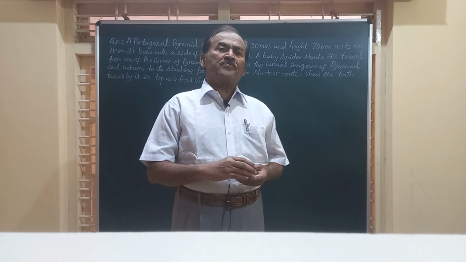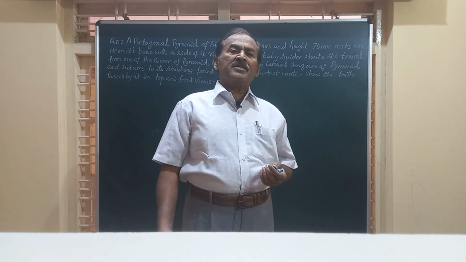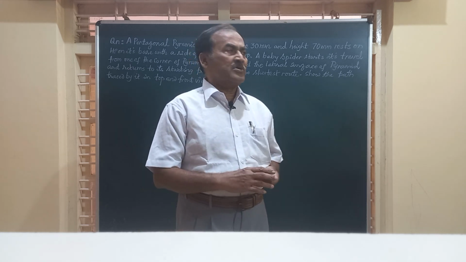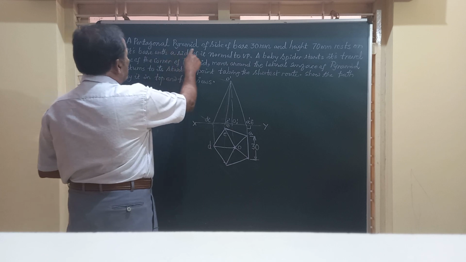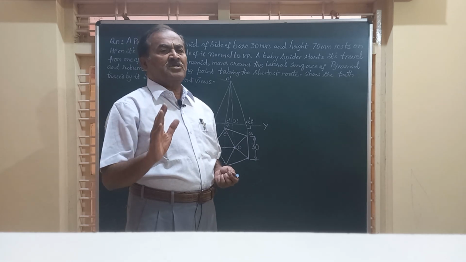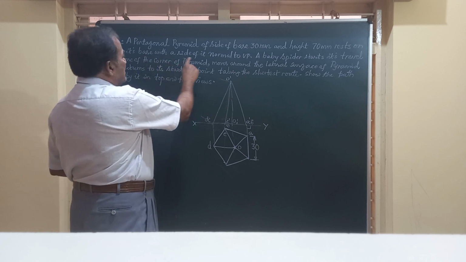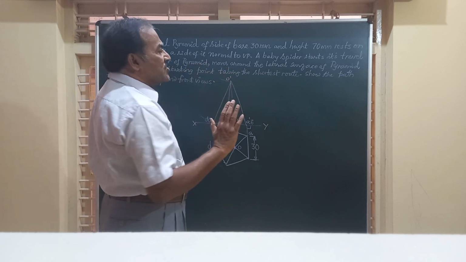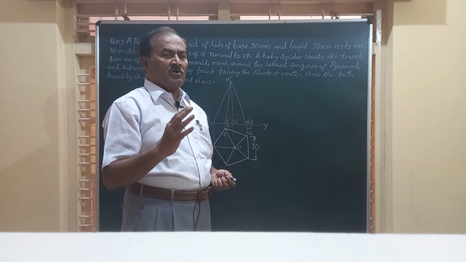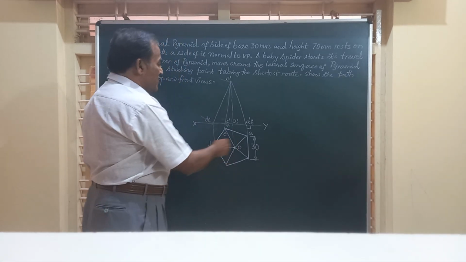In today's video, we are going to work out a problem on the development of a pentagonal pyramid. The question reads: a pentagonal pyramid of side of base 30 mm and height 70 mm. The dimensions of the pyramid are given. It rests on HP on its base with a side of it normal to VP. So friends, we have to draw the top and front views of the pyramid, keeping one of the edges or the sides of the base normal to VP.